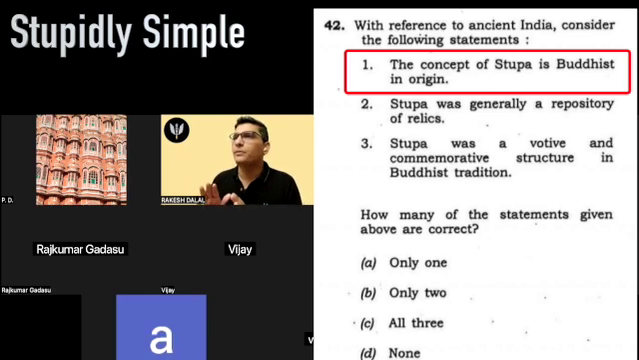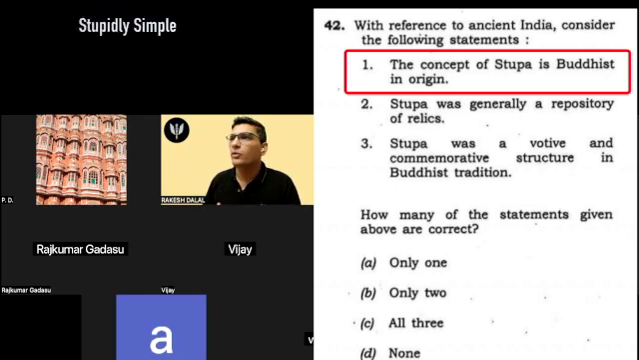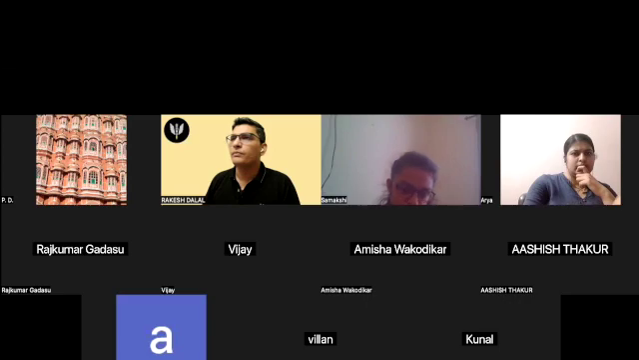Do you get the point? Give me a thumbs up if yes, if you understand, if you agree. Face emoji, don't. Raj, Vijay, Ashish, right?